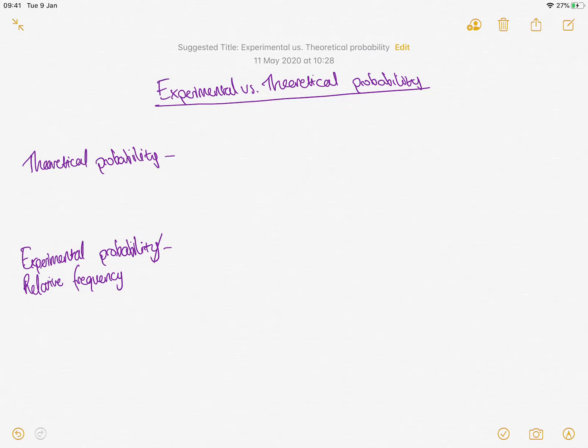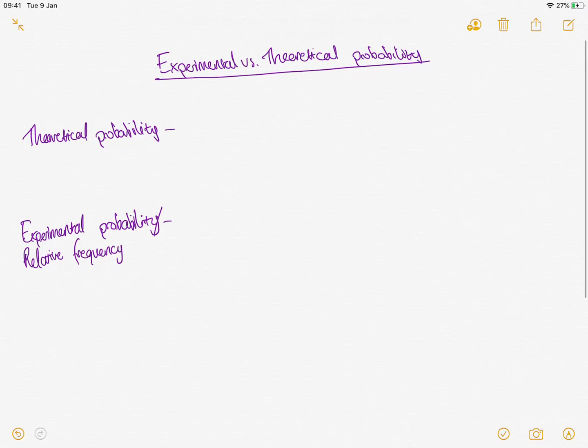Hi, yes, Evan. Today's lesson is on probability again, and this time we're going to be looking at experimental probability versus theoretical probability. So let's just get down some definitions in our book. Make sure you've got that title down.